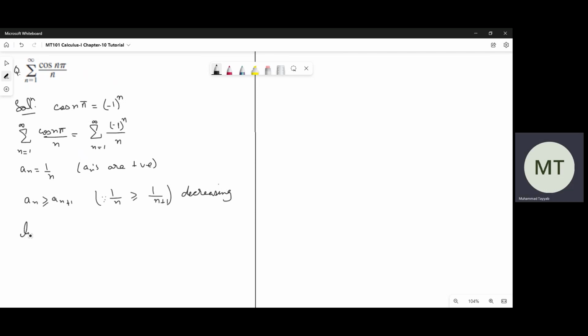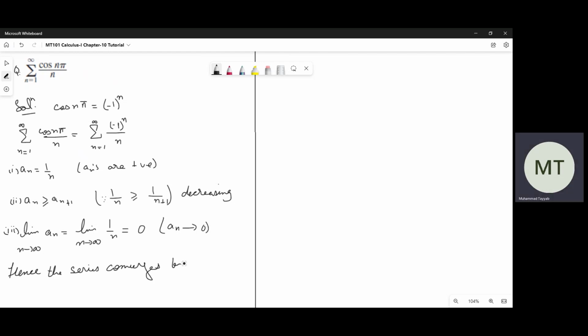The third condition is, if we apply the limit n goes to infinity of a n, this is the limit n goes to infinity of 1 upon n, and this goes to 0. So the third condition is also satisfied, that was saying that a n must go to 0. This is for the first condition, this is for the second condition, and this is for the third condition. All the three conditions are satisfied. Hence, the series converges by the alternating series test, because this series is the alternating harmonic series.